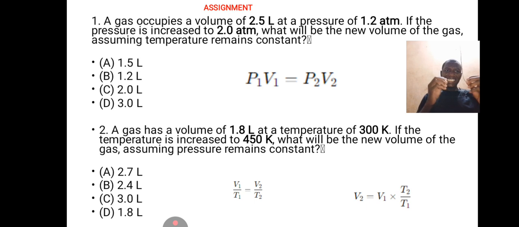Now, the trick is this: always bring out the parameters given to you. You'll be able to know what you are dealing with. If you see only pressure and volume, or from the beginning they say temperature is constant, you already know the law that is talking about temperature is constant. So you should know that you have to apply Boyle's law. If they are talking about temperature and volume, with pressure constant, you know that they are talking about Charles' law.